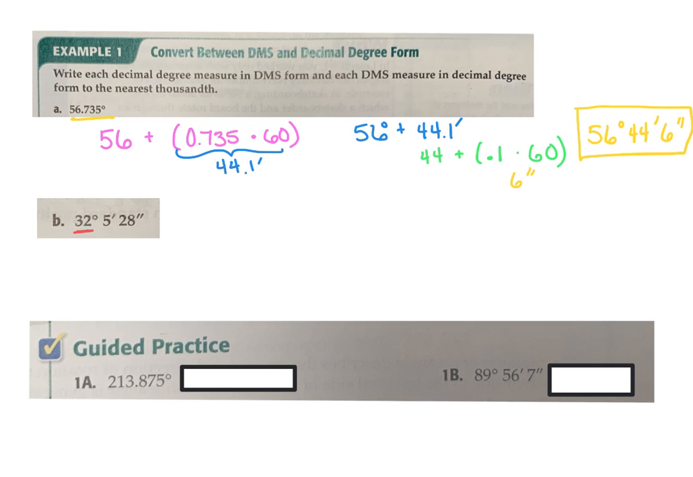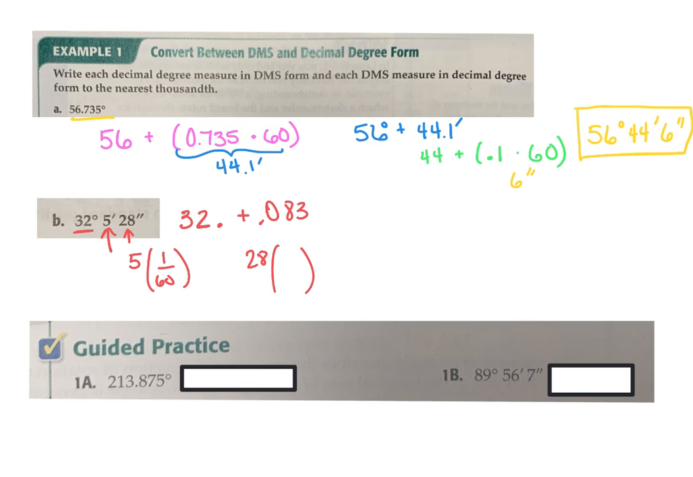So the 32 is going to be the whole part of my decimal, right? So I'm going to have 32 point, and I'm going to take this 5 minutes. What did I multiply the first decimal conversion by? I multiplied by what? 60. So I'm going to take that 5 and I'm going to divide by 60. All right, divide by 60, right? And that's going to give me 0.083, by the way. So 32 plus the 0.083. Then I have the 28 seconds, right?